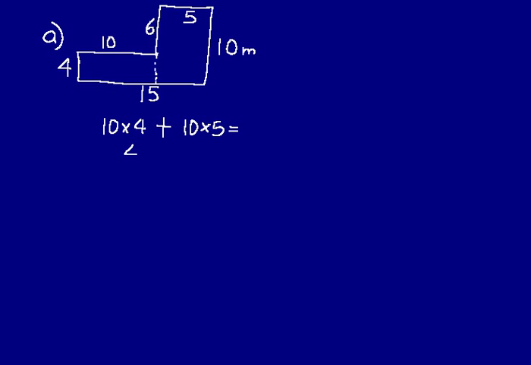40 plus 50 equals 90. And so we did meters times meters each time, so that means our units are meters squared. Remember, your units for area, they always have the units of length squared. Length times length.